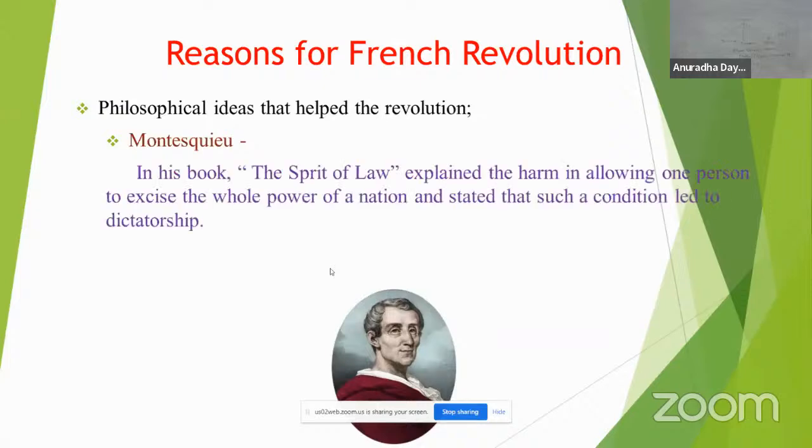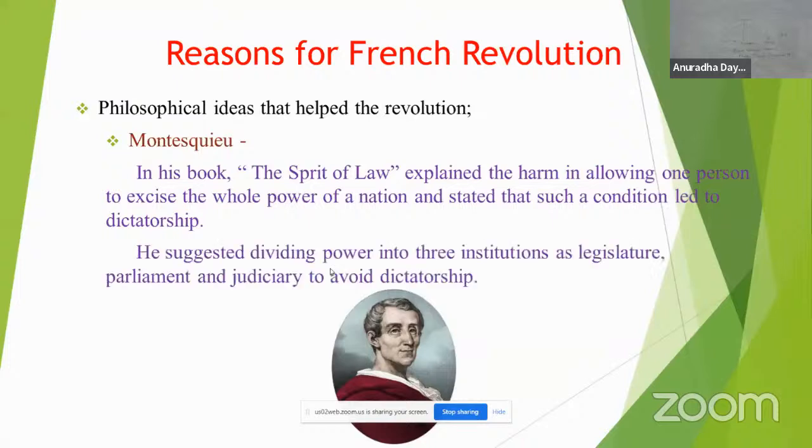The Spirit of Laws explained the harm in allowing one person to exercise the whole power of a nation, and stated that such a condition led to dictatorship. That means he said that one person should not enjoy all the powers of the kingdom. Even though he is a king, the king also should not be given the entire power of the country. He suggested dividing the power into three: legislature, executive, and judiciary.